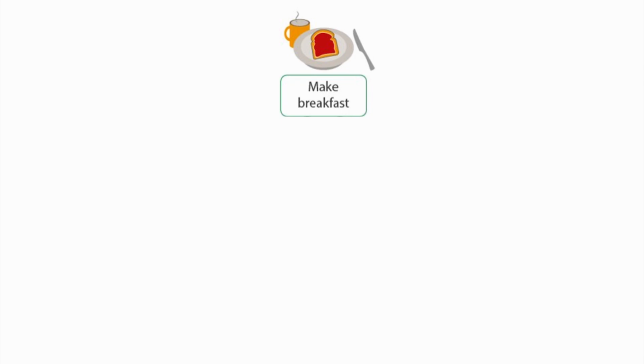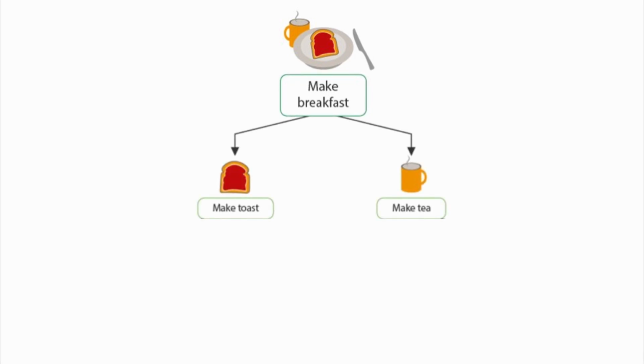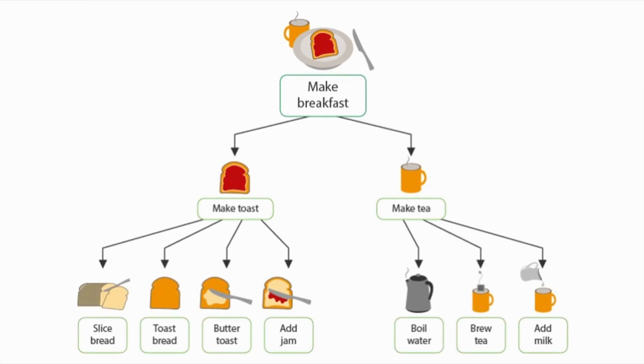You could probably summarize making breakfast as making your toast and making yourself a cup of tea. And then within each of those, we could probably break those down further. With making toast, we could say we want to slice the bread, then toast the bread, then butter the toast, add the jam, etc. And with a cup of tea, you've got to boil the water, then brew the tea, then add the milk.